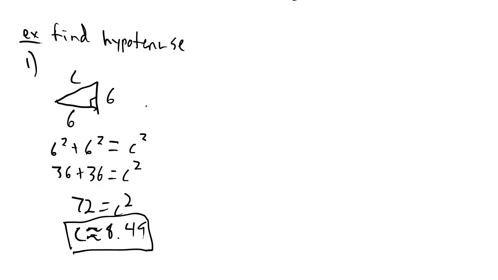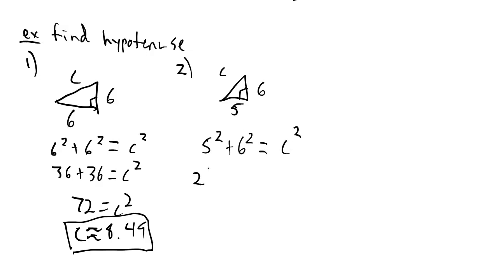All right, let's try another one. Let's say you have C and you have 6 and 5. Well then, got to make sure this is a right triangle. This would become 5 squared plus 6 squared is equal to C squared. Or 25 plus 36 is equal to C squared, which is the same as saying 61 is equal to C squared. Put that into your calculator. You'll see that it's going to be about 7.82.